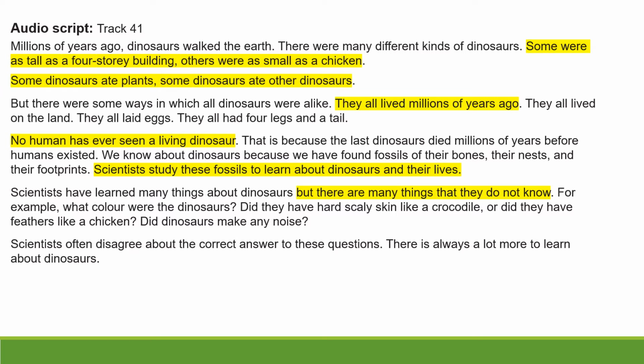Okay, for example, let's continue again from there. For example, what color were the dinosaurs? Did they have hard, scaly skin like a crocodile? Or did they have feathers like a chicken? Did dinosaurs make any noise? Scientists often disagree about the correct answer to these questions. There is always a lot more to learn about dinosaurs. All right, good reading. Now let's go ahead.